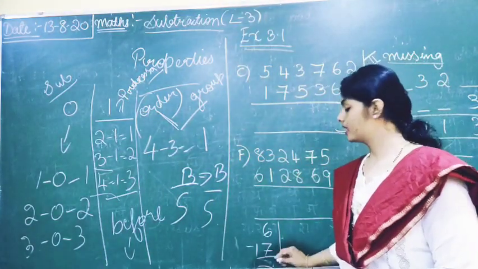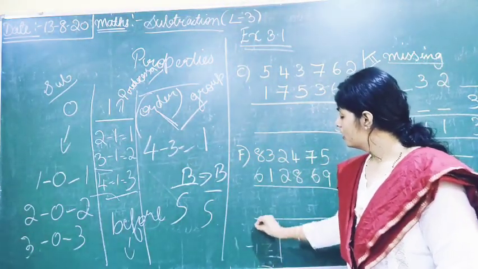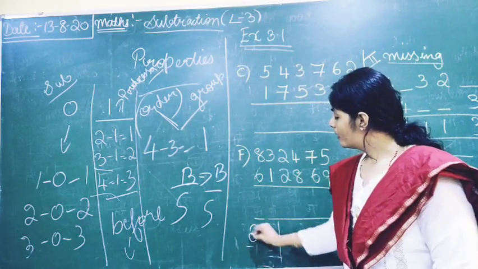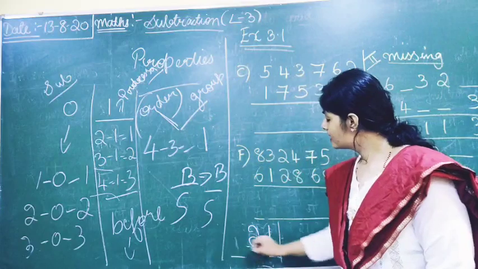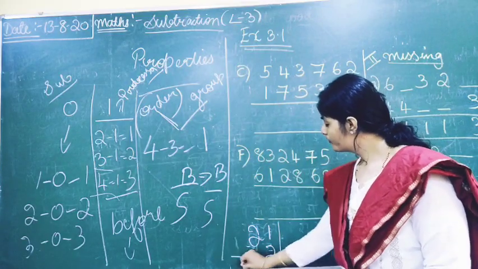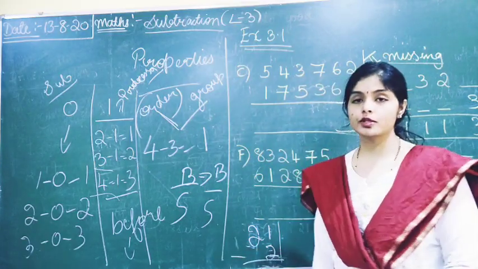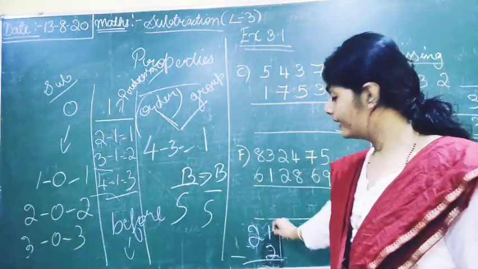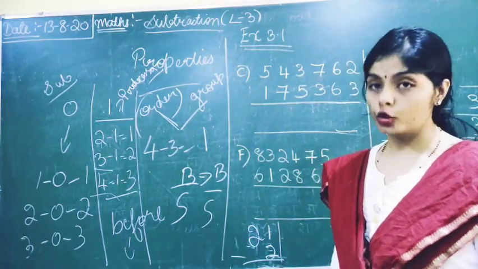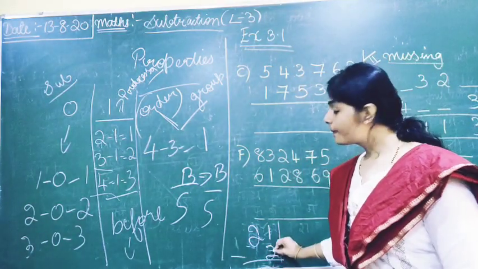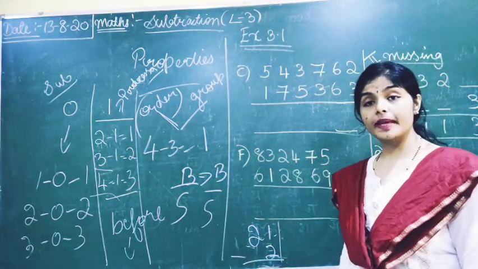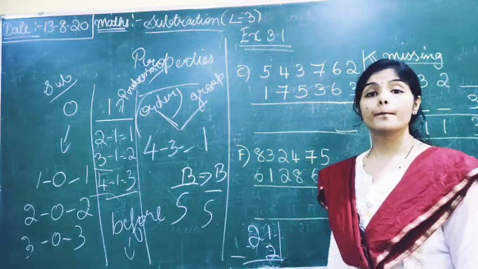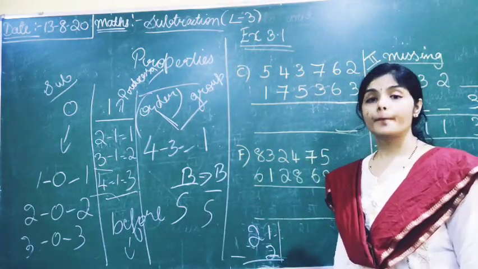In your subtraction, we have 21 minus 2. Okay, 21 minus 2. You have 21 minus 2. Now, can you subtract 2 by 1? No. 1 is small, 2 is big. So, what you should do? Borrow. You have to borrow.